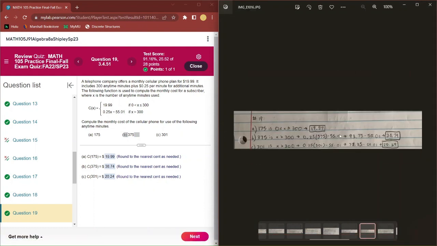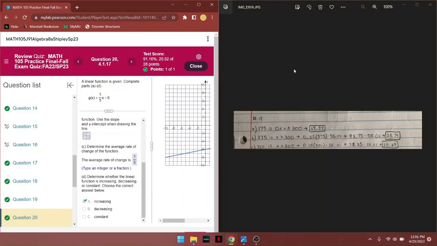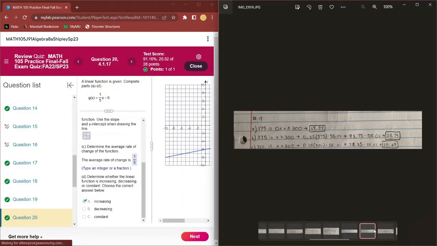93.75 for the 0.2 times 375. And then blah, blah, blah, solve that. 301 is above 300, so you solve for that also, and you get 20.24. Here's the work.